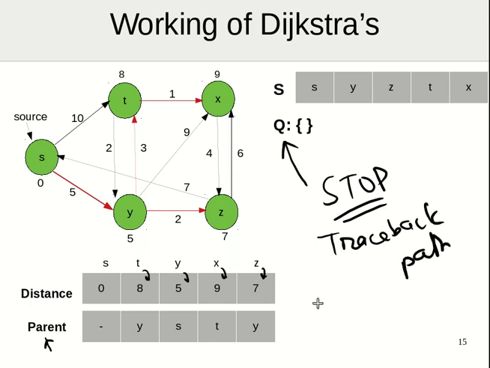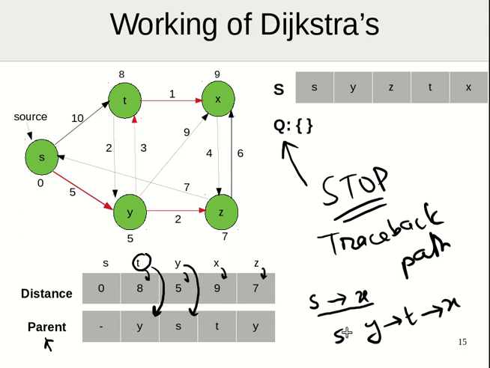So if I want to find out the shortest path from s to, let's say, x, how do I go to x from s? So I'll see for x, who is the parent of x? It is t. So to go to x, the immediate parent of x is t. Who is the parent of t? The parent of t is y, y to t. Who is the parent of y? Parent of y is s, s to y.